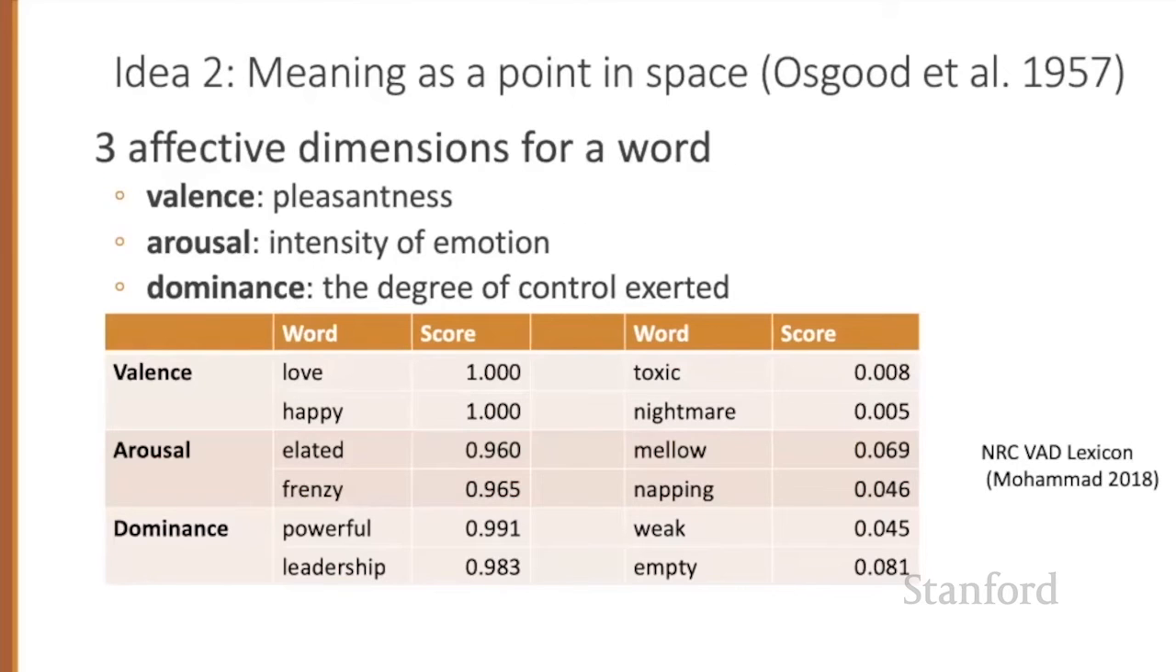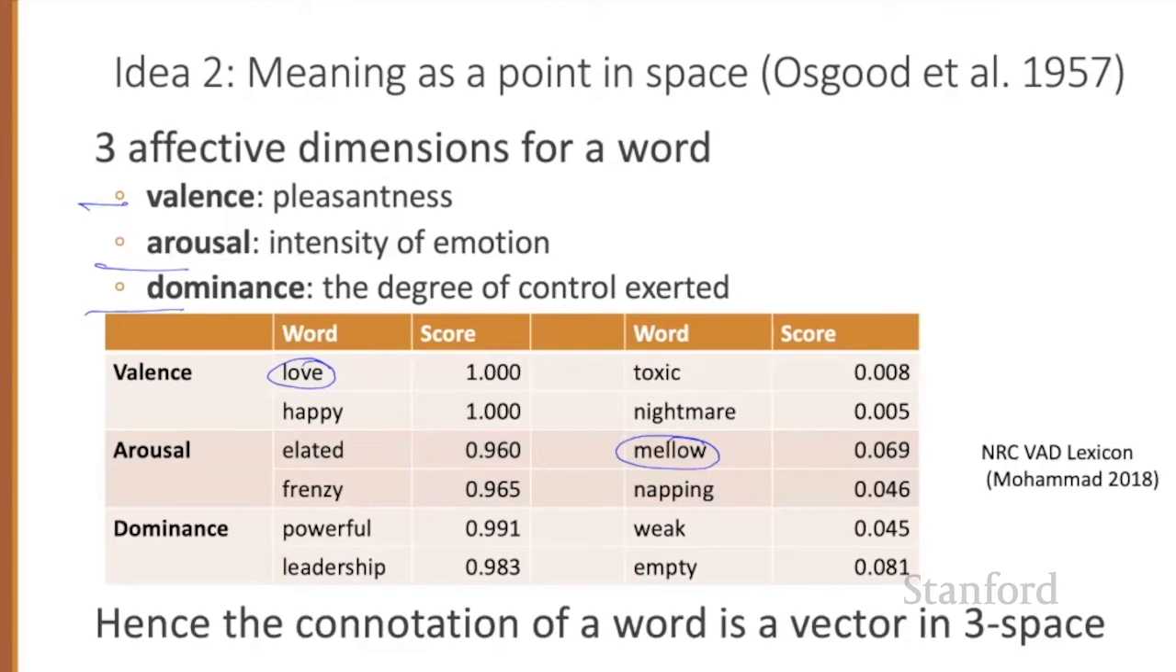And the second idea is Osgood's 1957 idea we mentioned in the prior lecture, in which the connotation of a word is represented by three numbers: its valence, arousal, and dominance. So remember, a word like love might have a high valence, or a word like mellow might have a low arousal, but every word has some score on all three dimensions. But if every word has a score on all three dimensions, that means we're essentially representing a word's connotation by a point in three-dimensional space.